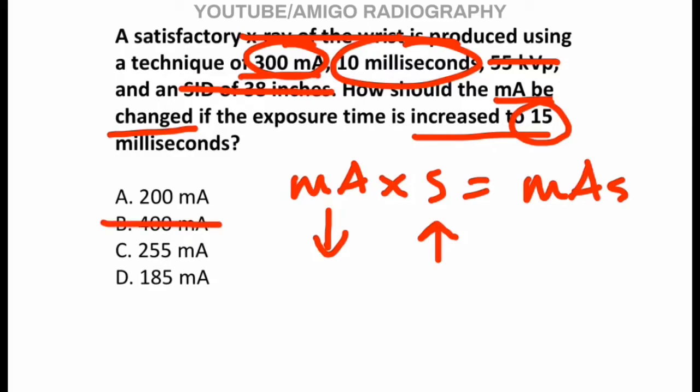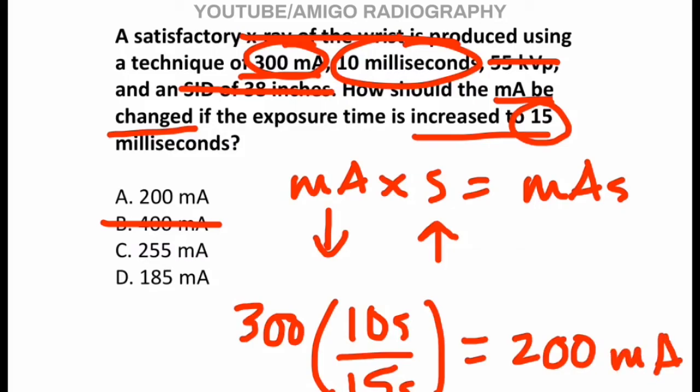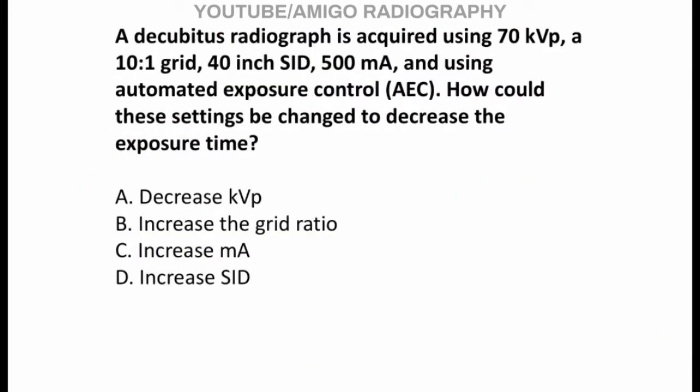Then we just need to plug in our values and do so in a way to make sure that the MA decreases. So we take 300 MA multiplied by 10 over 15. So that's our old and our new exposure time. We multiply those together, and it gives us a new MA of 200. It's simple math, and the answer is clearly A. So let's look at another sample problem.